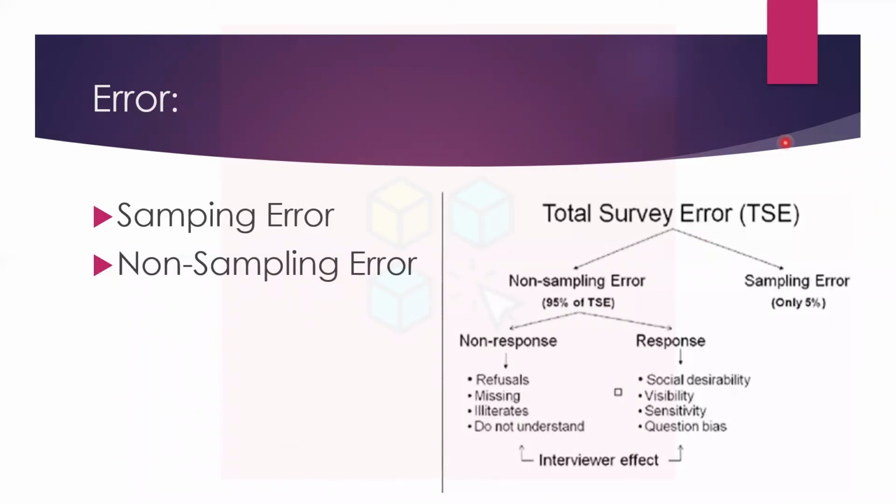So the total survey error is further divided into two categories: sampling error and non-sampling error. Generally, we have 5% sampling errors and 95% non-sampling errors, which are further divided into two types: non-response and response errors.